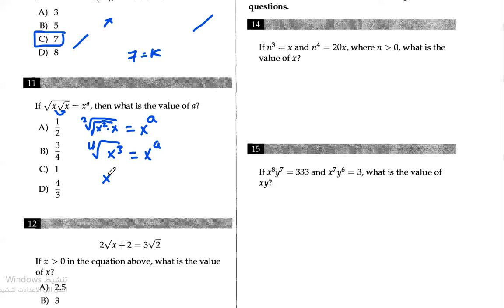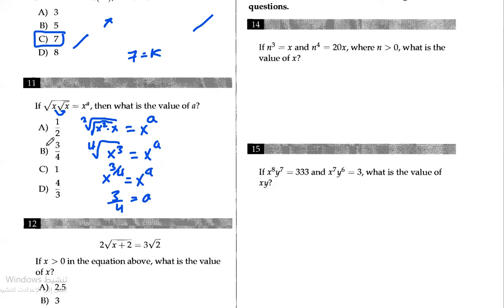Now you can write it in another way: 3 divided by 4, the exponent inside over the outside, then x to the power a. Now you can simplify x with x, then a equals 3 over 4.